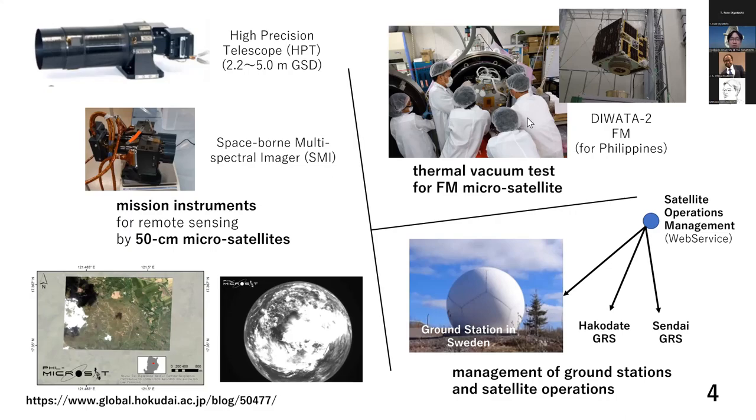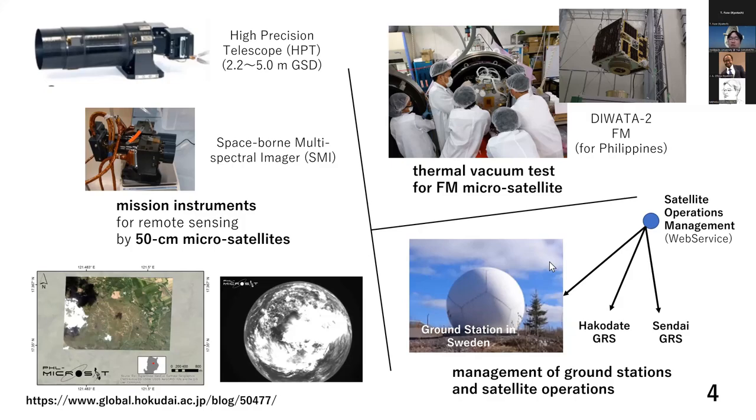The right top photo shows the satellite Diwata-2 flight model. This was developed for the Philippines. It was finished 4 years ago, but about 10 Filipino students stayed in Hokkaido and experienced the thermal vacuum chamber test in the Space Mission Center. We can also assemble the microsatellite and the CubeSat and carry out the electrical test in this development room.